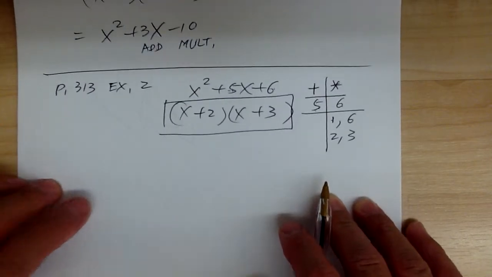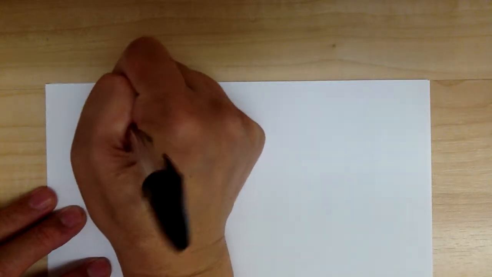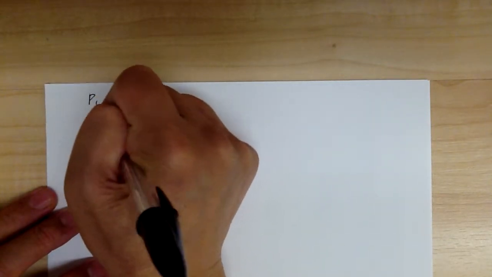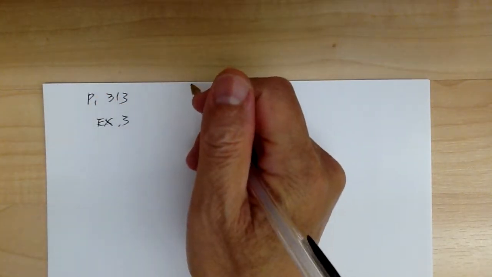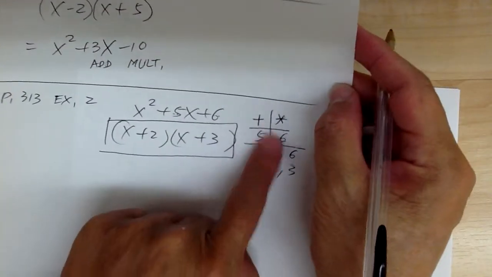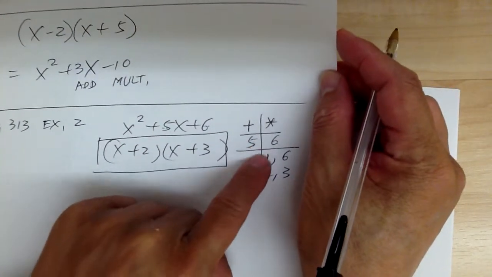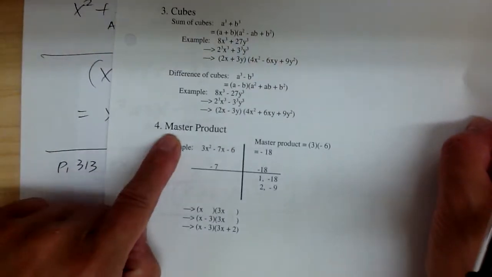Okay, let's continue. Let's go and do more. Let's go to example 3. Okay, so this technique is called a master product. We're going to cover more of this later on. The technique that we're doing right now is this one here, master product.